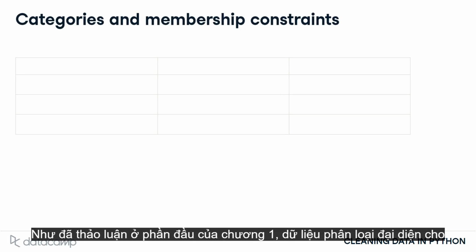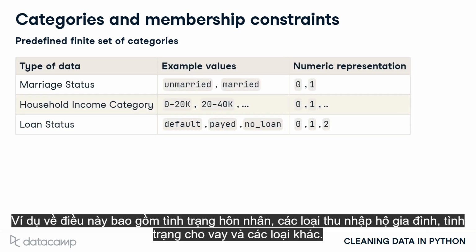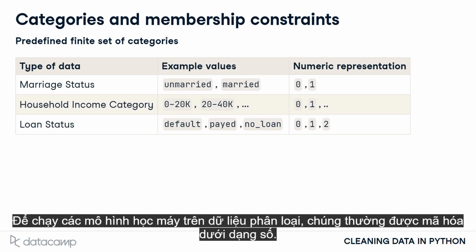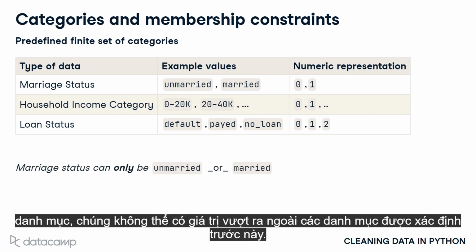As discussed early in Chapter 1, categorical data represent variables that represent a predefined finite set of categories. Examples of this range from marriage status, household income categories, loan status, and others. To run machine learning models on categorical data, they are often coded as numbers. Since categorical data represent a predefined set of categories, they can't have values that go beyond these predefined categories.